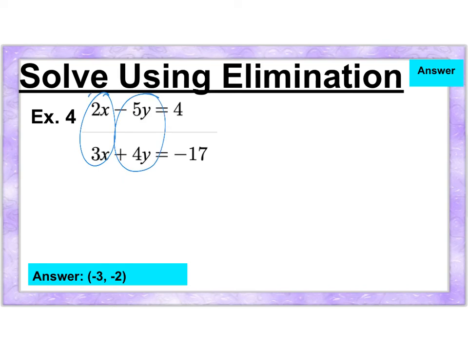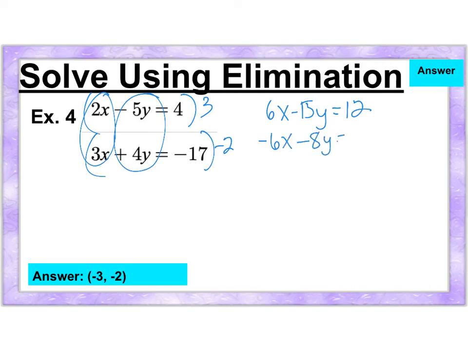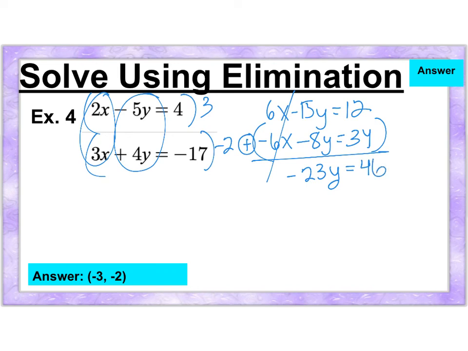So I'm going to multiply the first equation by 3 and the second equation by negative 2. So I'm going to get 6x minus 15y equals 12, and I'm going to get negative 6x minus 8y equals 34. I'm going to add down, and when I do that, my x's are going to add to 0, so I've eliminated them. I have a negative 15 plus a negative 8, which is a negative 23y equals 46.